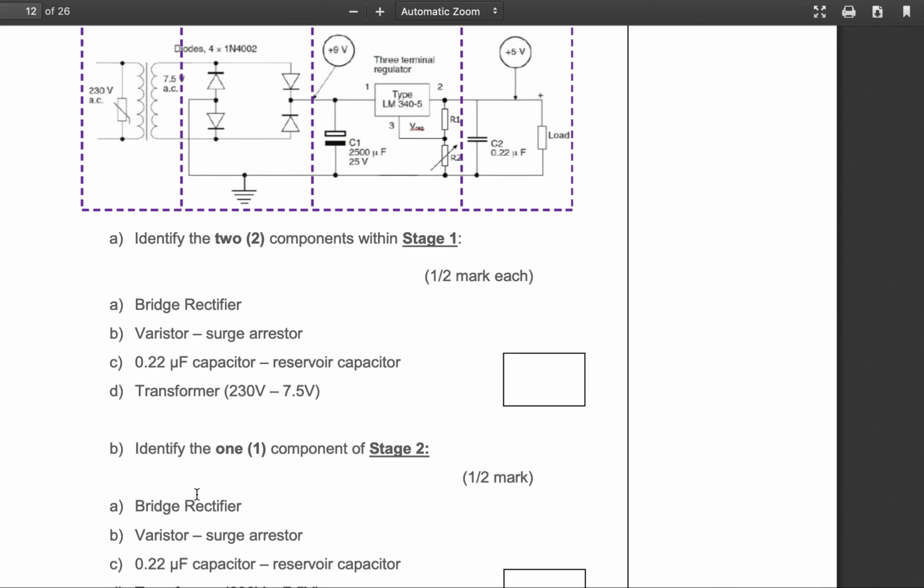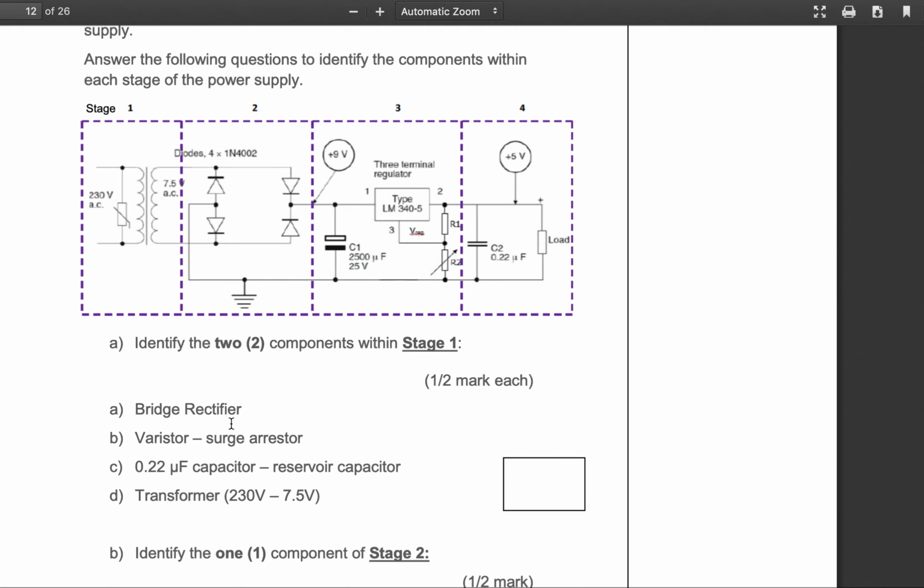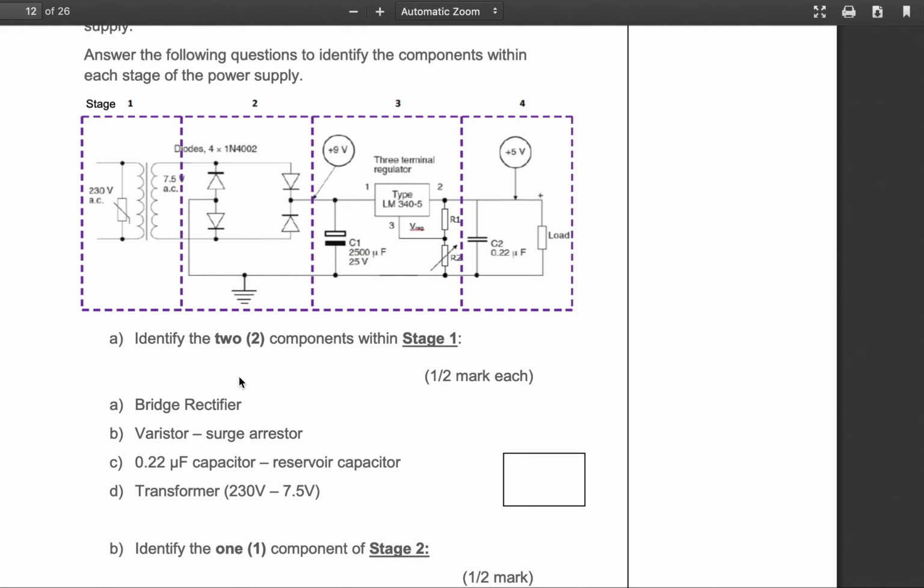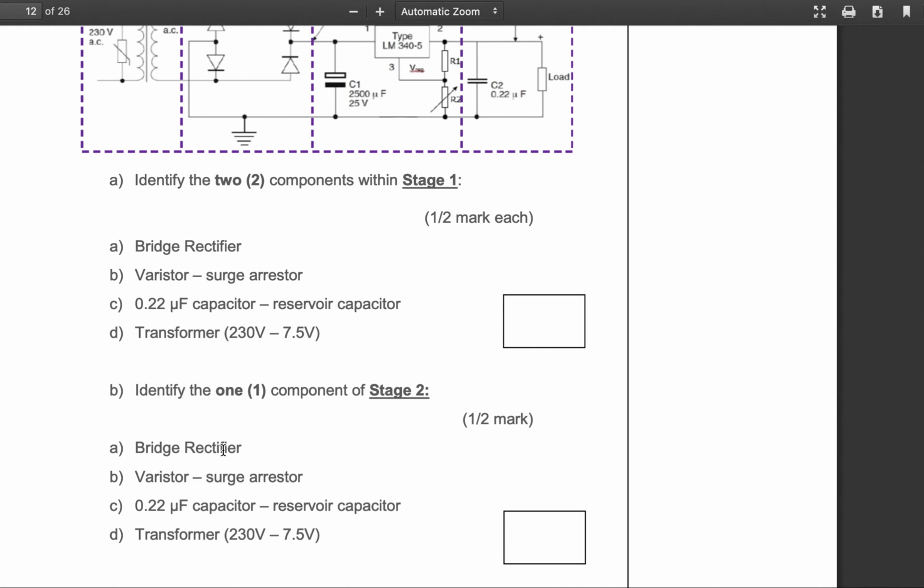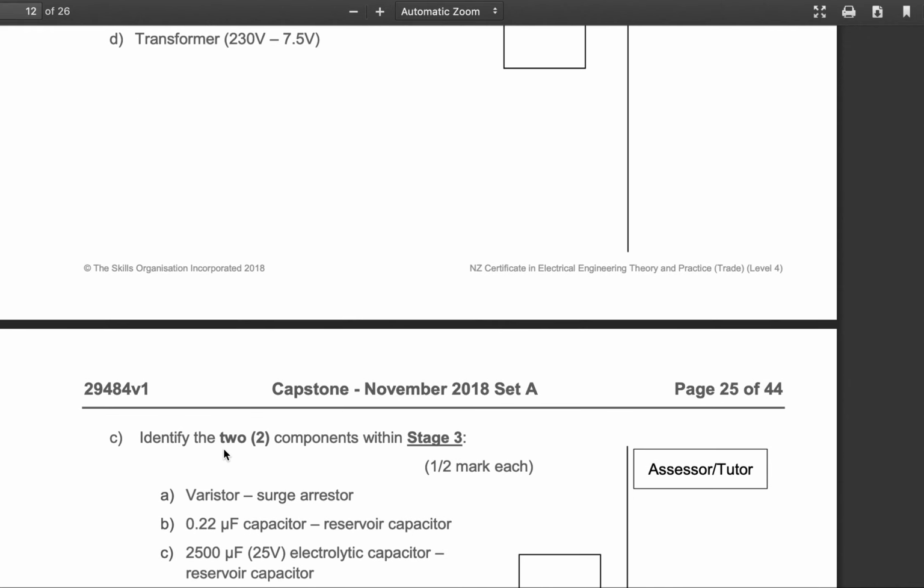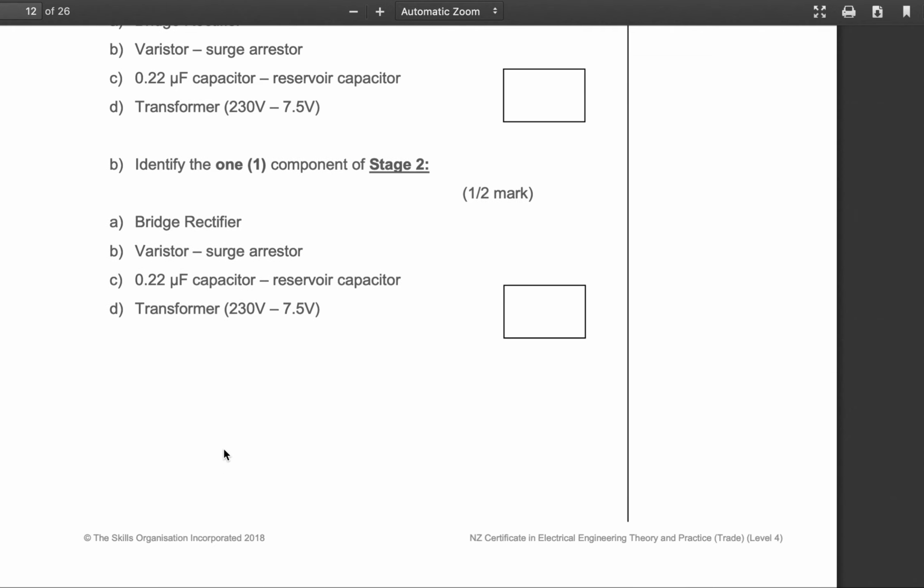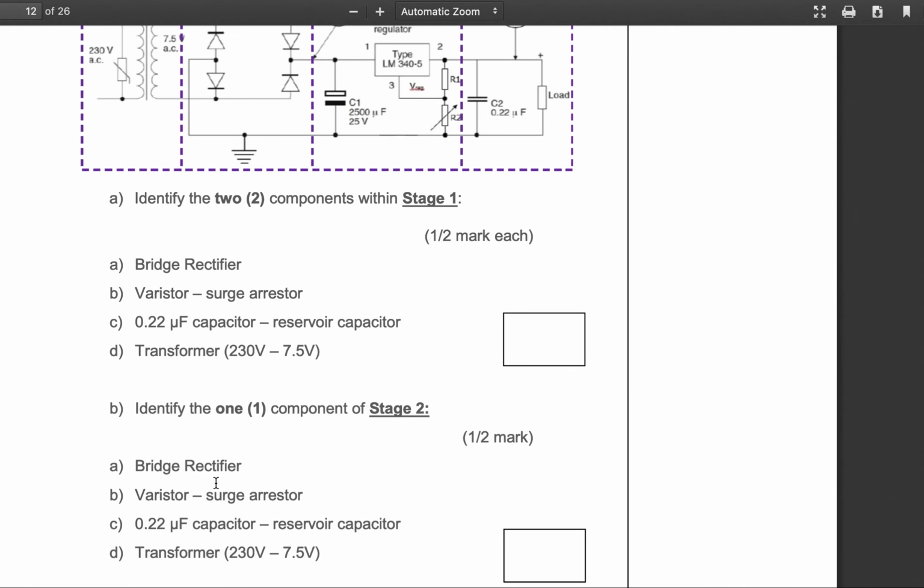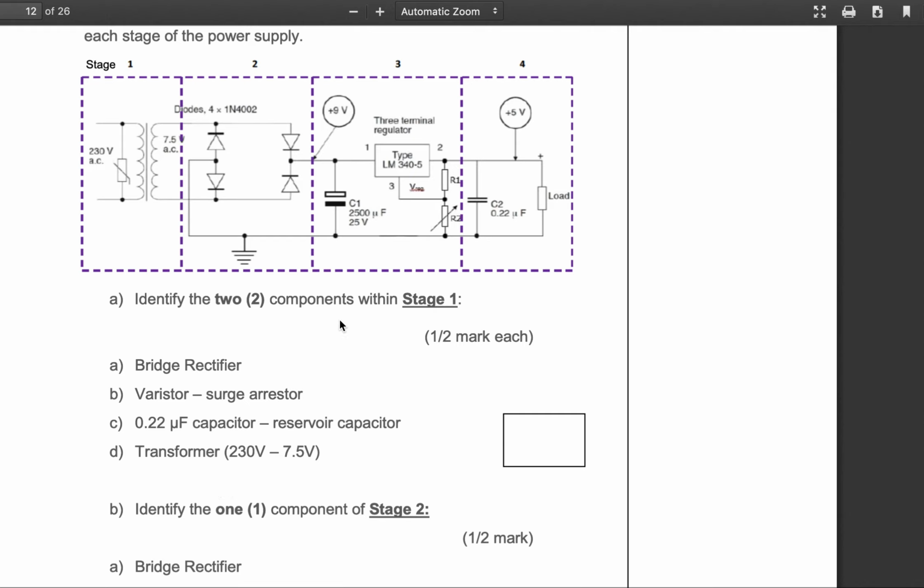One component in stage two. Stage two is one component. You know that's a bridge rectifier. So there's a bridge rectifier. Okay, and two components in stage three. We've got a voltage regulator, we've got a capacitor, and we've got a voltage divider with two resistors that sets up and adjusts your voltage in.